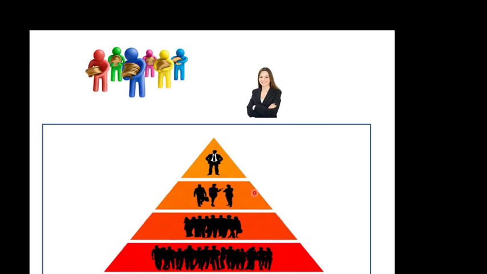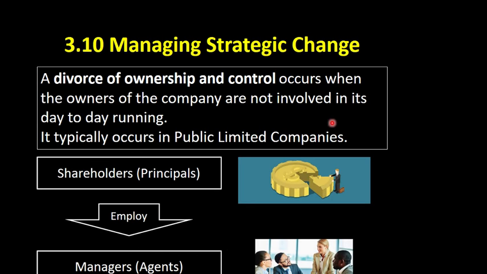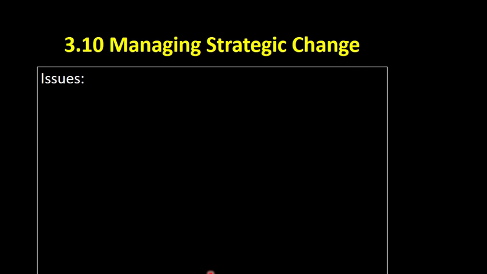And as the business grows, more and more layers are added to the hierarchy, more and more levels of management, to run the business on behalf of the owners. So here's another simple way of looking at it. We've got our shareholders, who are called principals, who employ managers and or agents on their behalf in order to run the company for them. But this leads to what is sometimes called the principal agent problem. So what is the principal agent problem?